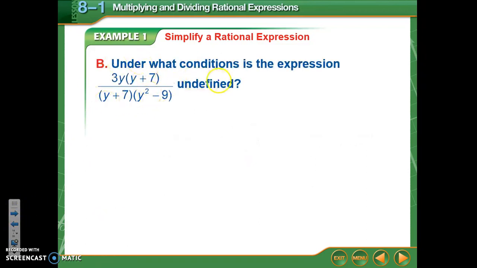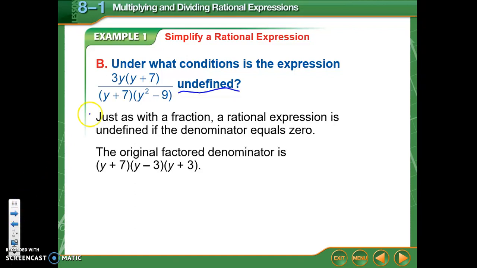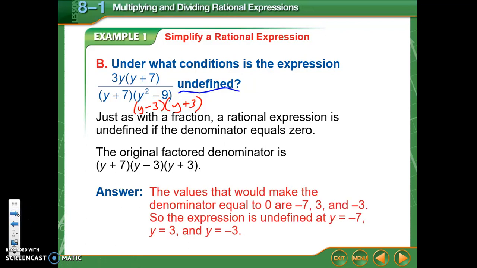So, taking the same expression, when would it be undefined? If you remember back in chapter 6 when we talked about functions, if I have the quotient of two functions, I always have to say, when is it undefined? So to do that, we need to make sure everything is completely factored. So here in my denominator, I have y plus 7, but notice that y squared minus 9 is the difference of perfect squares. So I can factor y squared minus 9 to be y minus 3 times y plus 3. So I basically ask myself, what numbers would I plug in that would make the denominator 0? That's where it would be undefined.